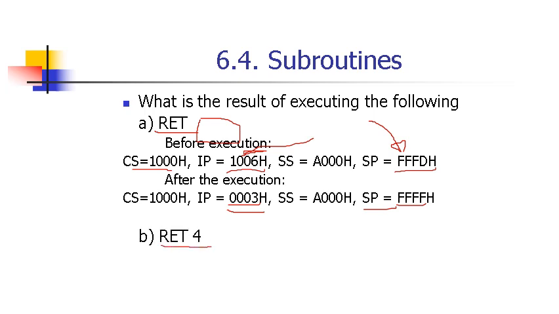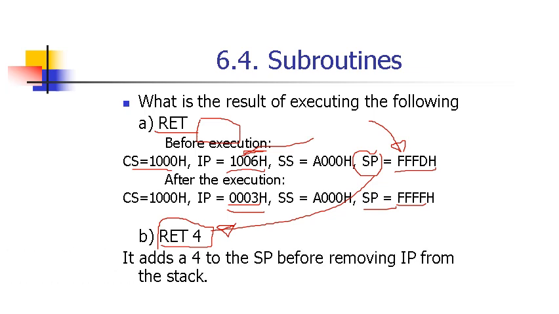Here, return with an operand, RET 4. This means you go to your SP and add 4 to it to get the new address from which you retrieve 16 bits to modify your IP. It adds this 4 to the value inside your SP before removing an IP from the stack.